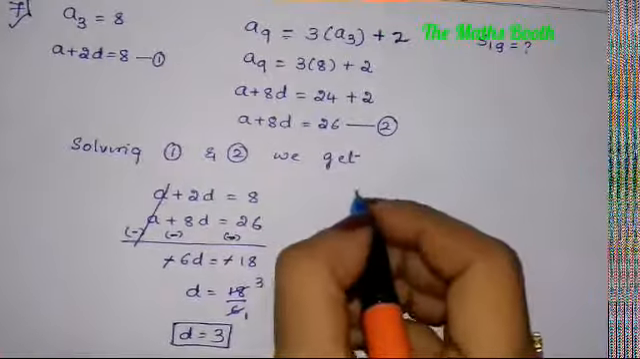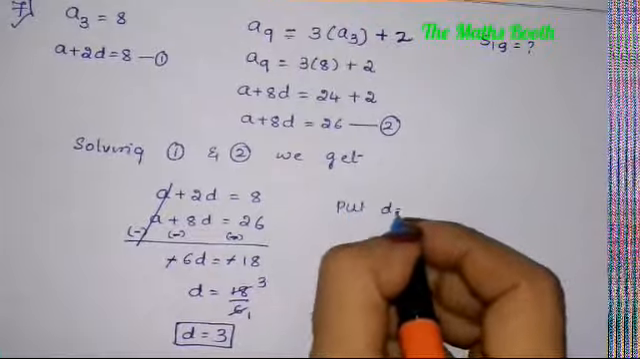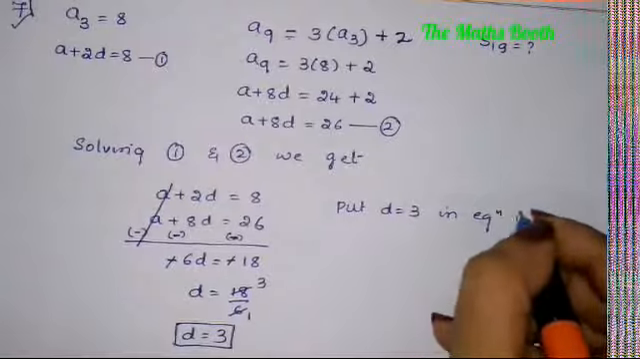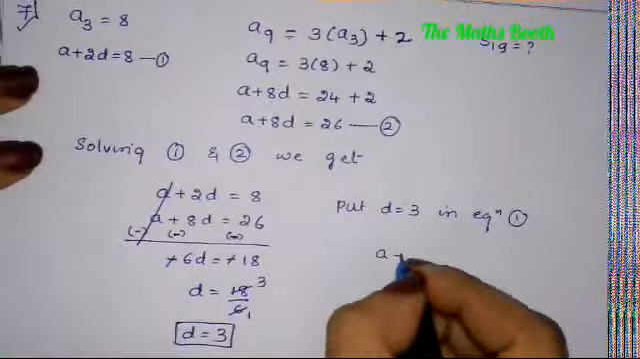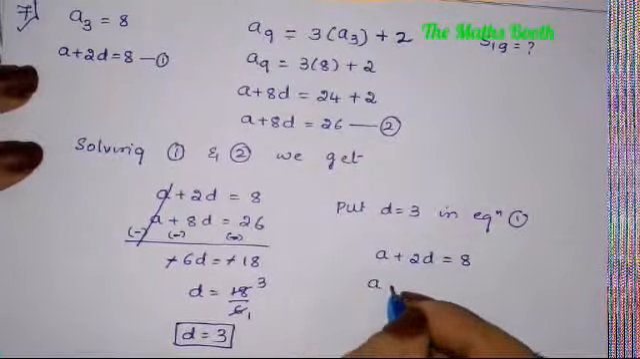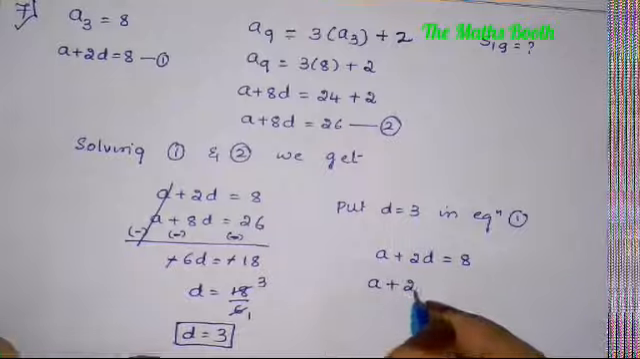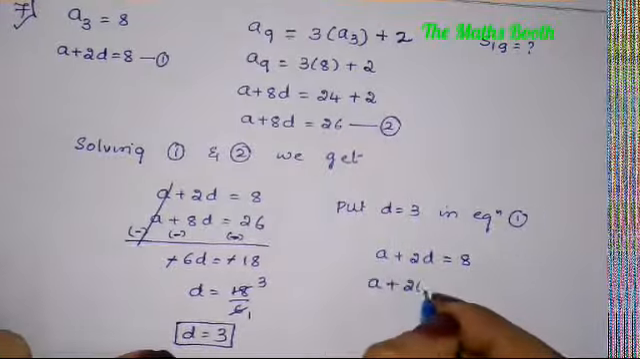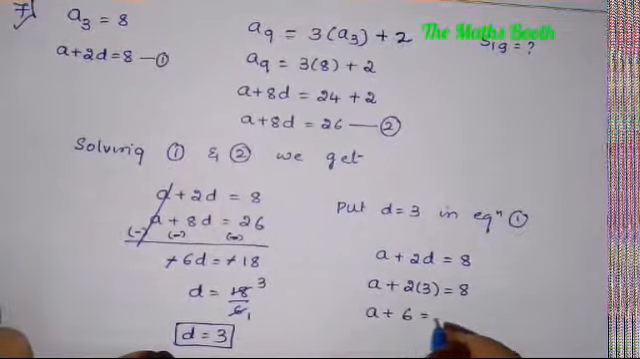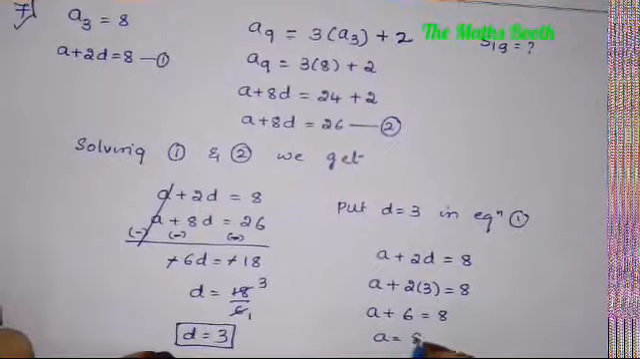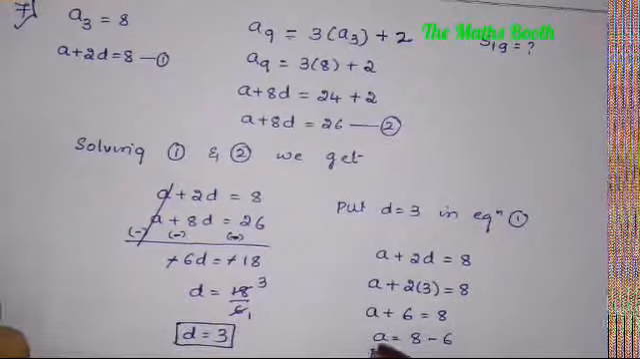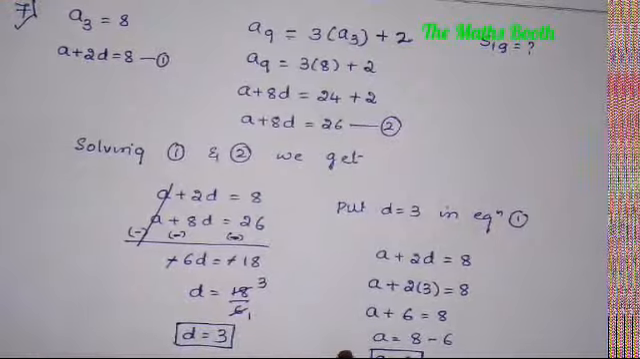Now put D is equal to 3 in equation 1 or 2. We will take equation 1: A plus 2D is equal to 8. A value we don't know, so we'll write A as it is, plus 2 into D, in place of D I'll write 3, is equal to 8. A plus 6 is equal to 8. A is equal to 8 minus 6. A is equal to 2. So D is equal to 3 we got and A is equal to 2 we got.